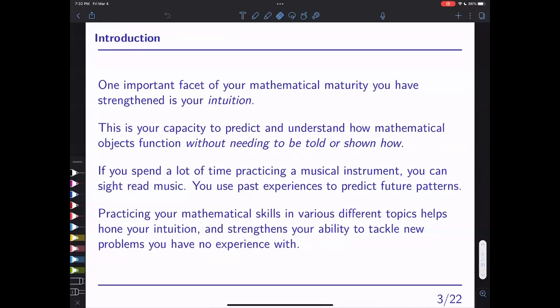Practicing your math skills in a lot of different topics helps hone your intuition. You've got a lot of different things to pull on, a lot of different things to think about, and it really helps you when you're given a new problem that you've got no idea what to do.